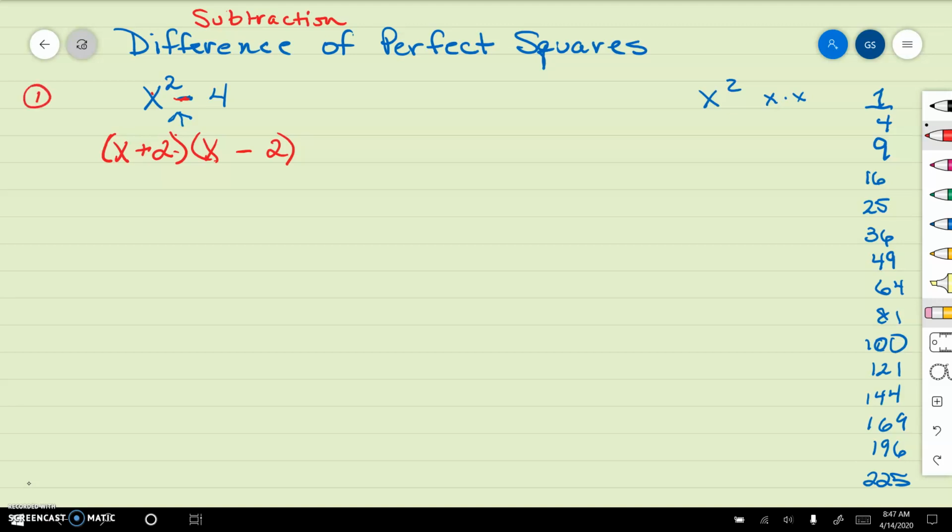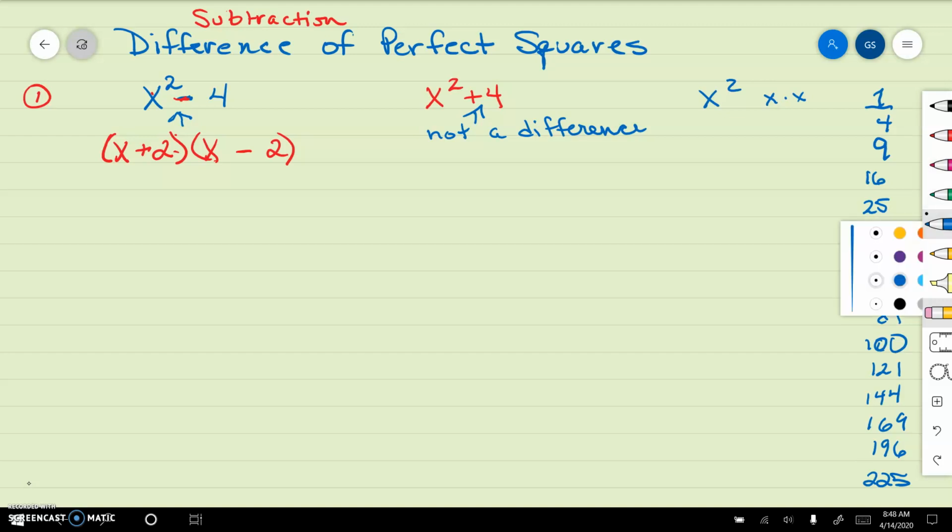Okay? Now, I'm just going to give you a counter example to example 1. If I have something like x squared plus 4, I have to stop right there. That is not the difference. This is addition. So it's not a difference. Okay, so that's that. So let's do another good one. I promise you this one will work.